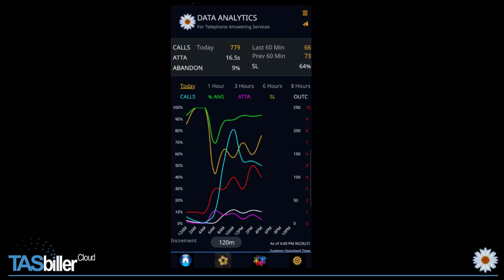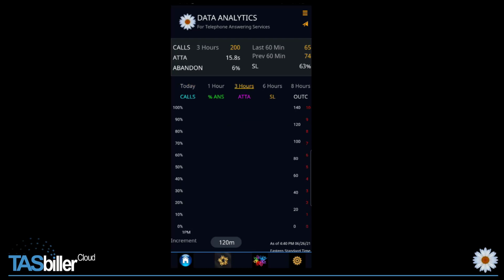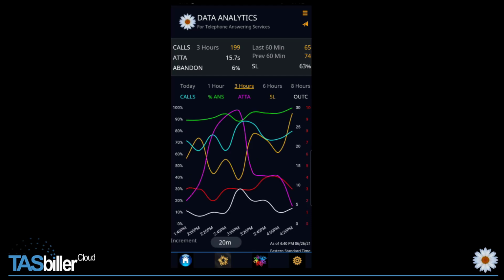If I want to look at a shorter duration, like say I want to look at the last 3 hours, a 2-hour increment isn't going to show me much data during a 3-hour period, so I like to go down to about 20 minutes. So in 20 minutes, I can get a more detailed picture of what's been going on the last 3 hours.